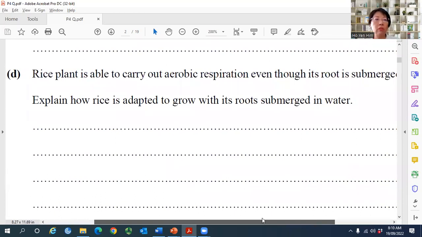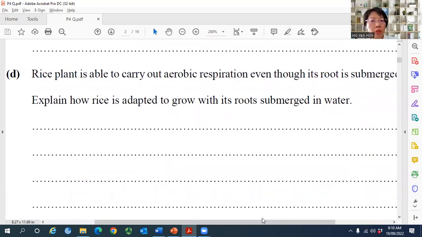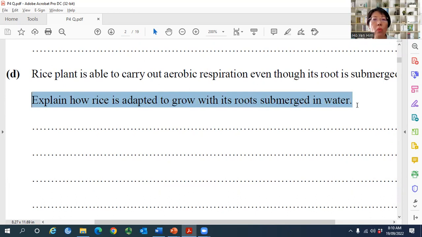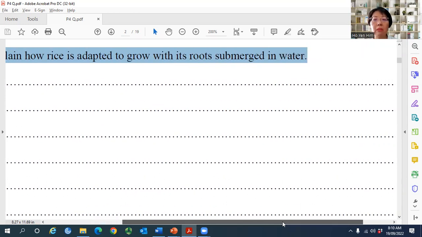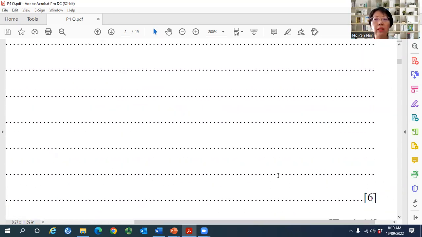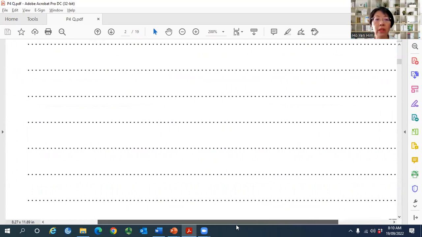Okay, rice plant is able to carry out aerobic respiration even though its roots are submerged in water. So the question asks the student, explain how rice is adapted to grow with its roots submerged. So the answer is based on the syllabus, whatever you've learned about this one. 6 marks, a lot of details have to be mentioned.